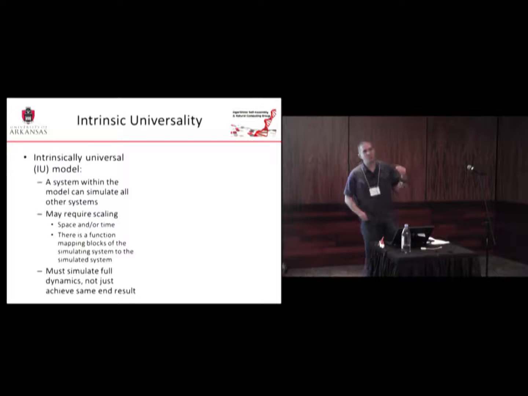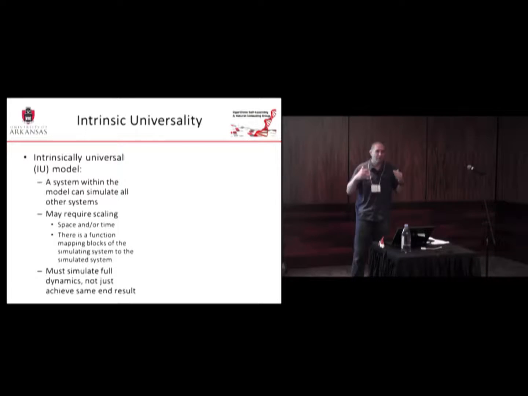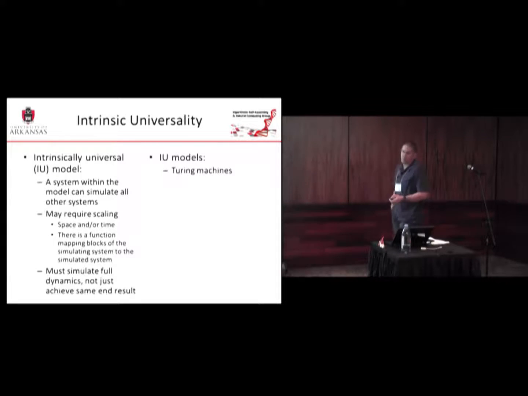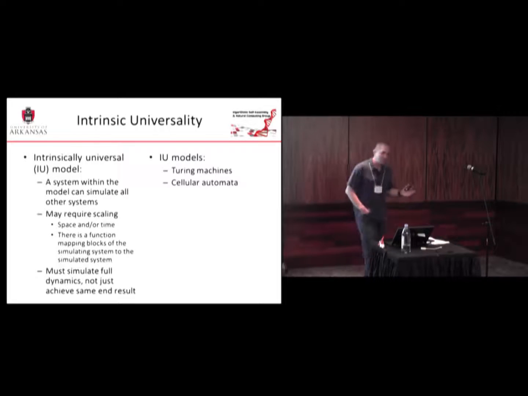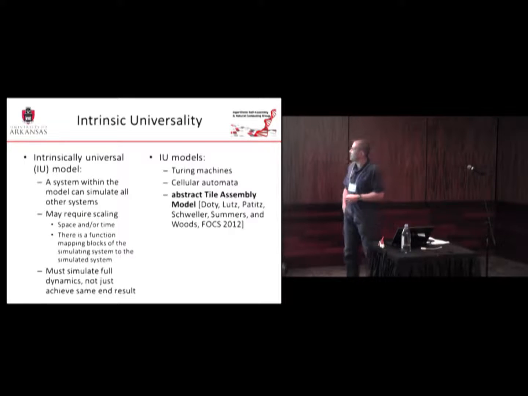You don't just achieve the same end result, but it has to be the case that the simulator, maybe just modulo the scale factor, actually exhibits the same dynamics, so the same pattern of behavior. So intrinsically universal models include Turing machines. There are Turing machines that can simulate other Turing machines in this way. There are cellular automata. If you've heard of cellular automata, there are those that can simulate all other cellular automata. And we showed in Fox 2012, actually, that the abstract tile assembly model is also an intrinsically universal model. So that's going to be the basis for the result that we've extended here.